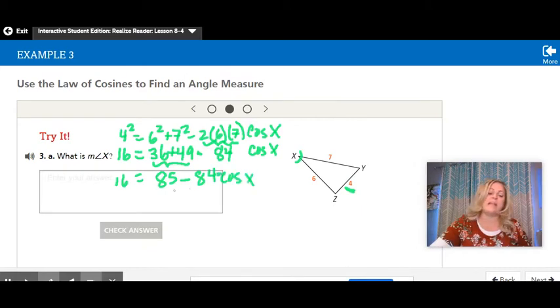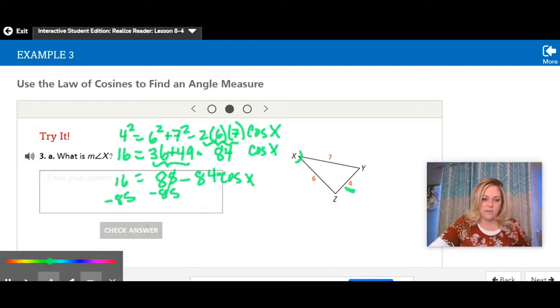You cannot combine 85 and 84. So be aware of that. Subtract 85 on both sides. And it looks like I'm going to get a negative number again. You get negative 69 equals negative 84 cosine x. Now divide by whatever's touching this cosine x. Divide by negative 84 on both sides. And you're going to get an ugly decimal, and that's totally fine.